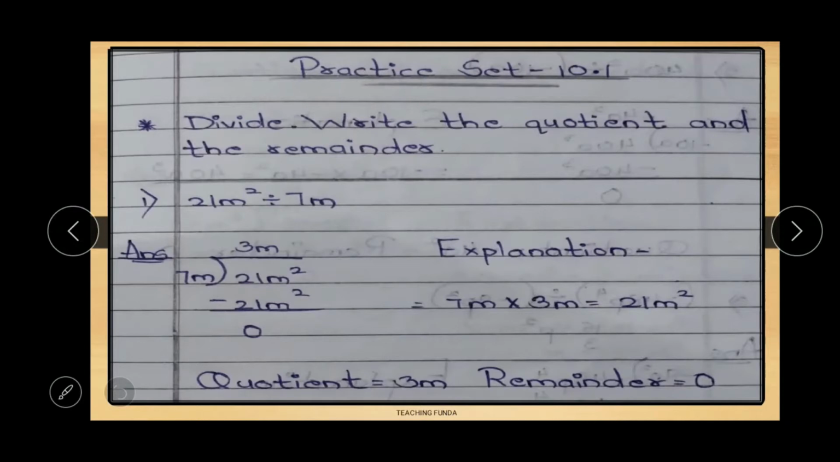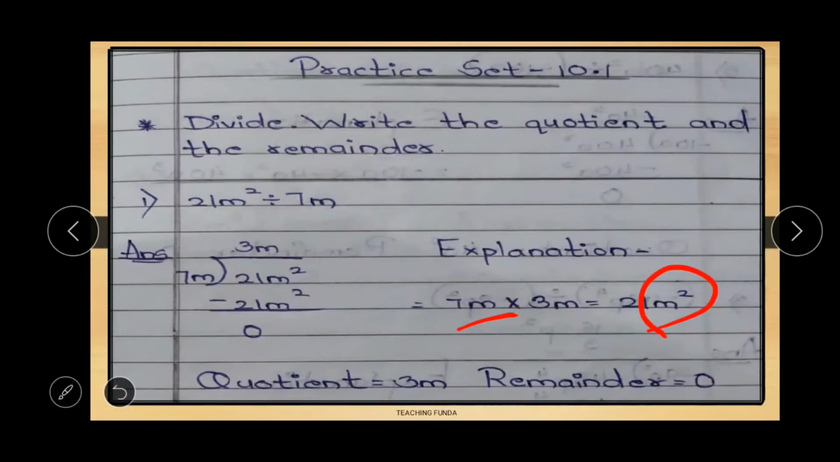First sum, 21m square divided by 7m. Now here you have to write it in this way. Then on the right hand side, make one column for explanation. Explanation: 7m into what number will give you 21m square? Now first we will do the multiplication. 7 3s are 21. So 3 will come here and now we'll move towards m. Here 1m is there and here you need 2m.